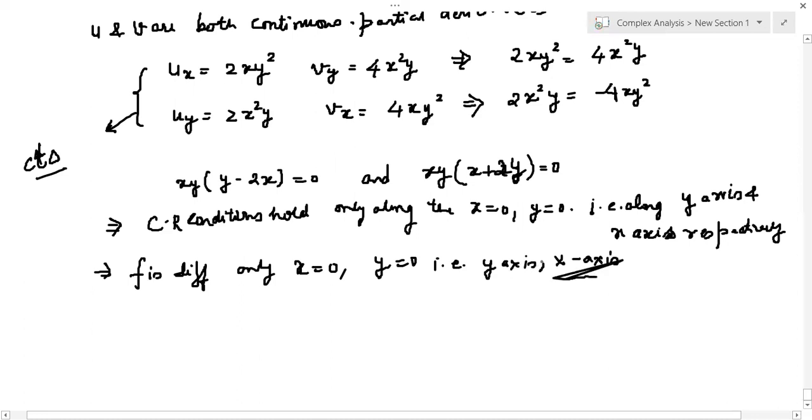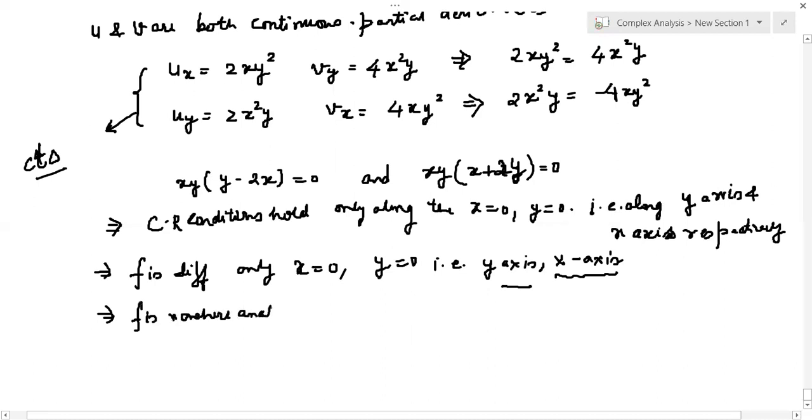Okay, I hope it is clear. So f is differentiable only along the x-axis and y-axis. Now the question arises whether this function is analytic or not. Clearly this function is not analytic. In fact, this function is nowhere analytic.